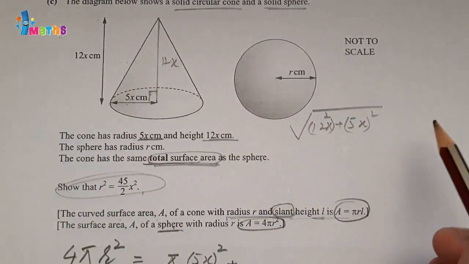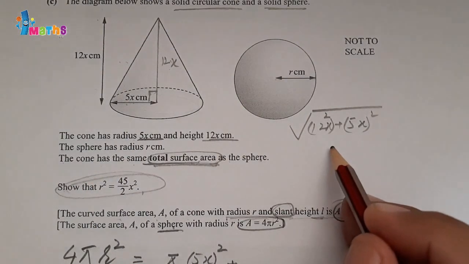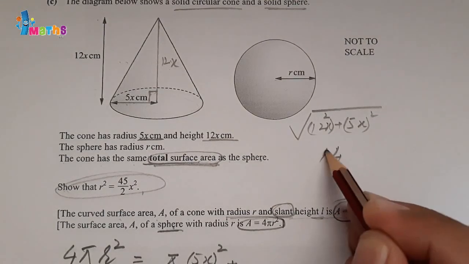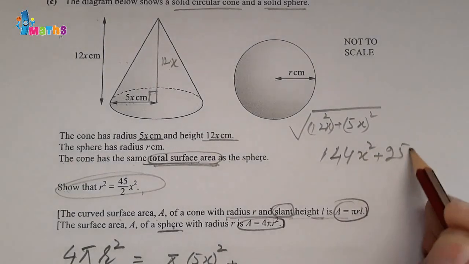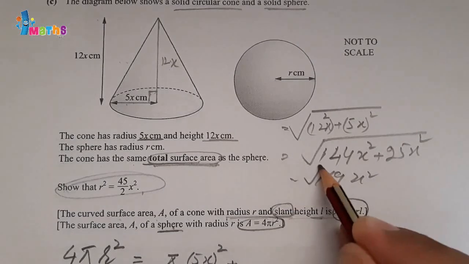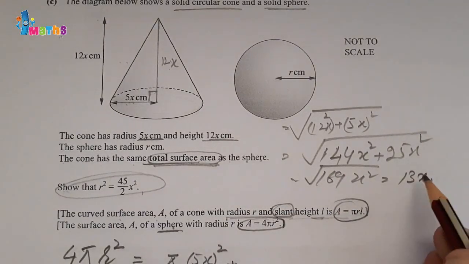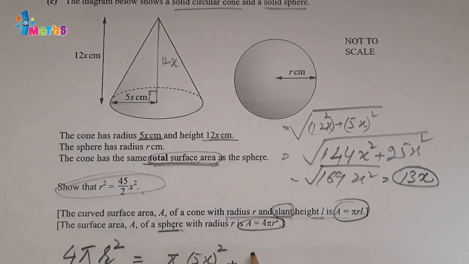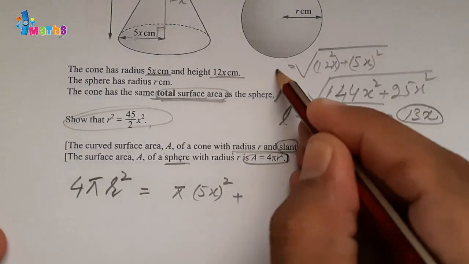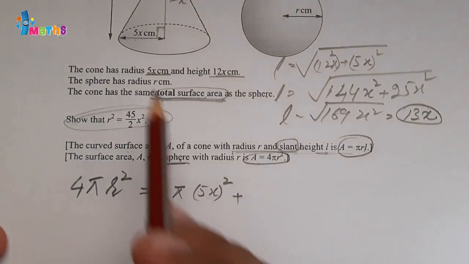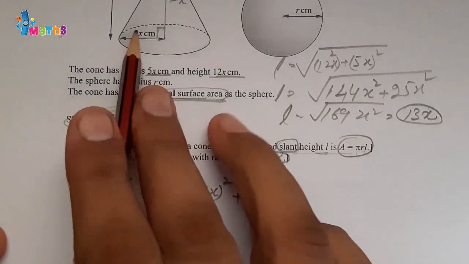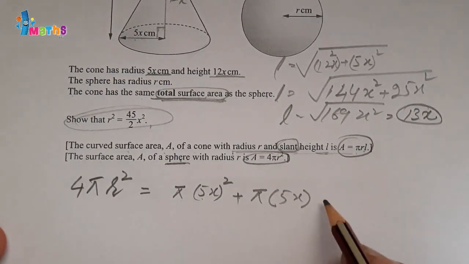So 144x square plus 25x square, under root, is 169x square under root, which is equal to 13x. So 13x is the slanting height l. The area will be the base, pi r square, plus pi r l, which is pi into 5x multiplied by 13x.